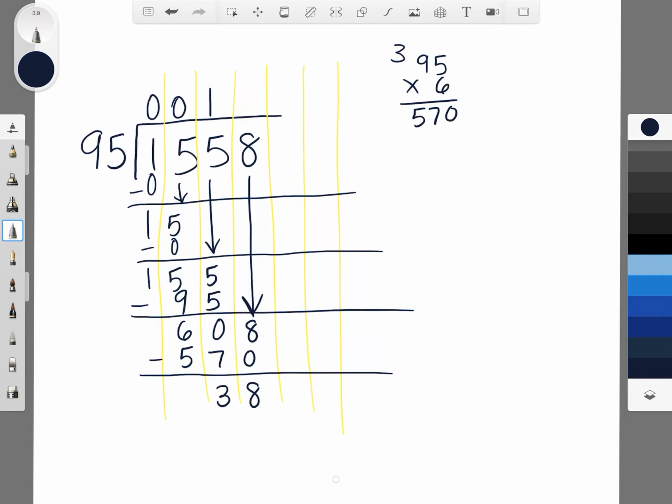Okay, we have a remainder. Oh, I forgot to put my 6 right here again. Don't forget to do that. And we're going to put a decimal here and a decimal here and put the 0 right here. Bring the 0 down.